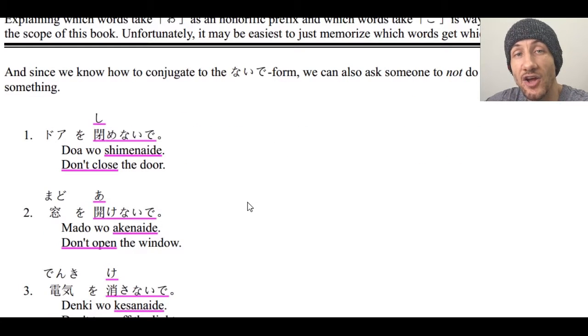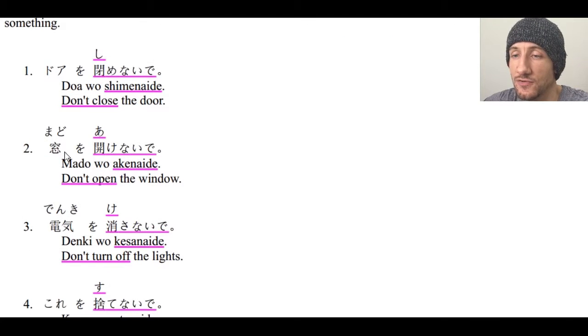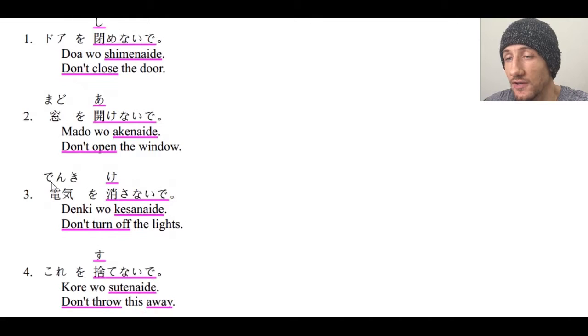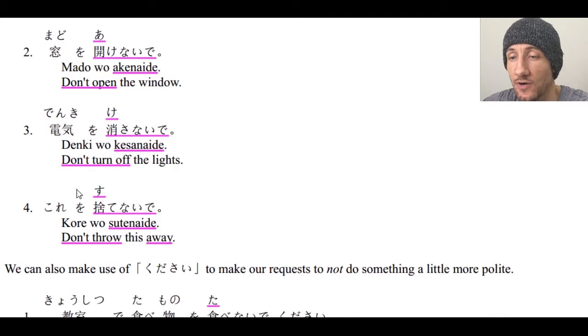Also, we learned how to conjugate our verbs to the ないで form, the negative te form, I guess. And so we can also ask someone to not do something using ないで. So number one, we have ドアを閉めないで。Don't close the door. Number two, 窓を開けないで。Don't open the window. Number three, 電気を消さないで。Don't turn off the lights. And number four, これを捨てないで。Don't throw this away.